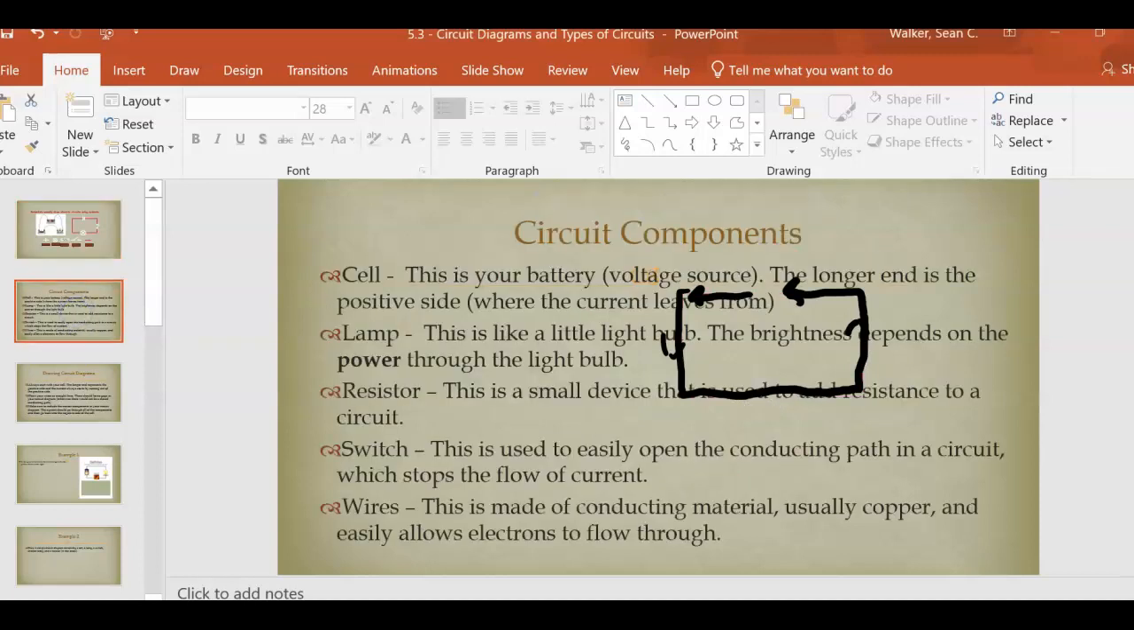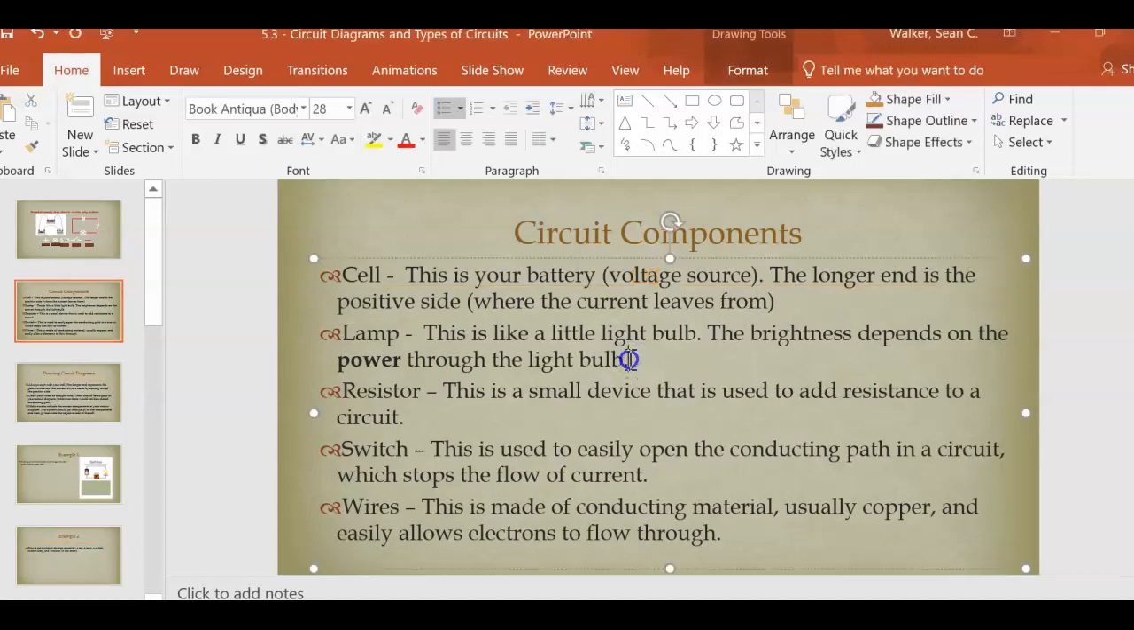Second of all, when we talk about a lamp, we're talking basically about a light bulb. Something you should know about light bulbs is that the brightness depends on the power dissipated through the light bulb. In the last video, we talked about the three power equations: P equals I times V, P equals I squared times R, and P equals V squared over R. So the brightness of a lamp depends only on the power dissipated across that light bulb. If you had two light bulbs, whichever one has a higher power is going to be brighter, all other things being equal, of course.